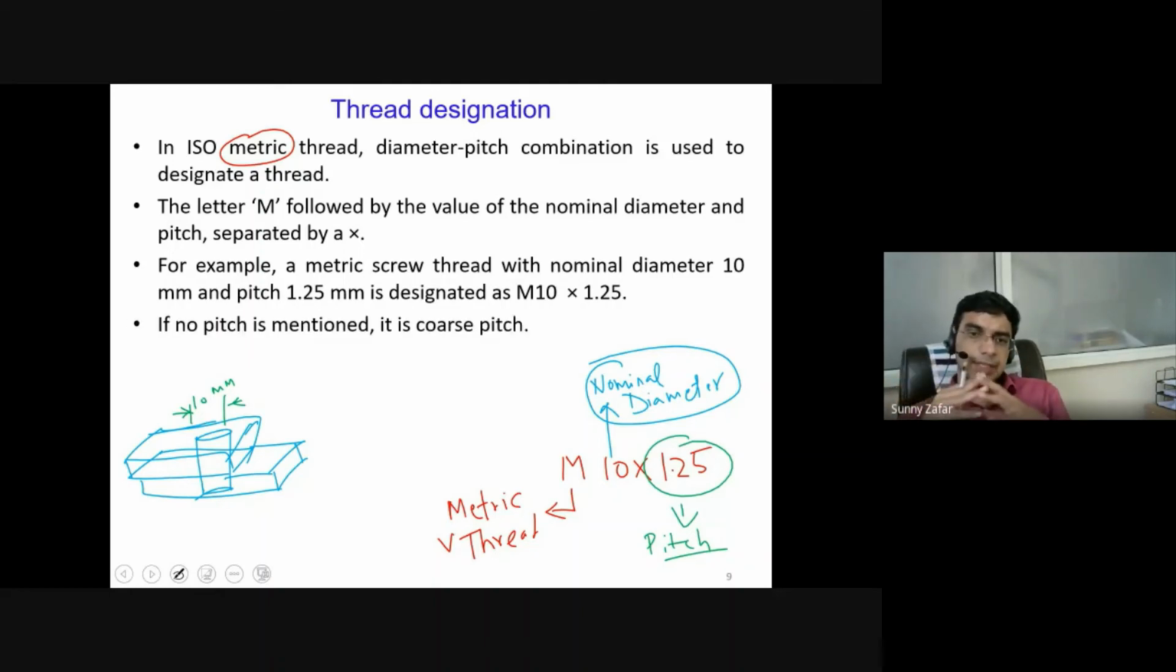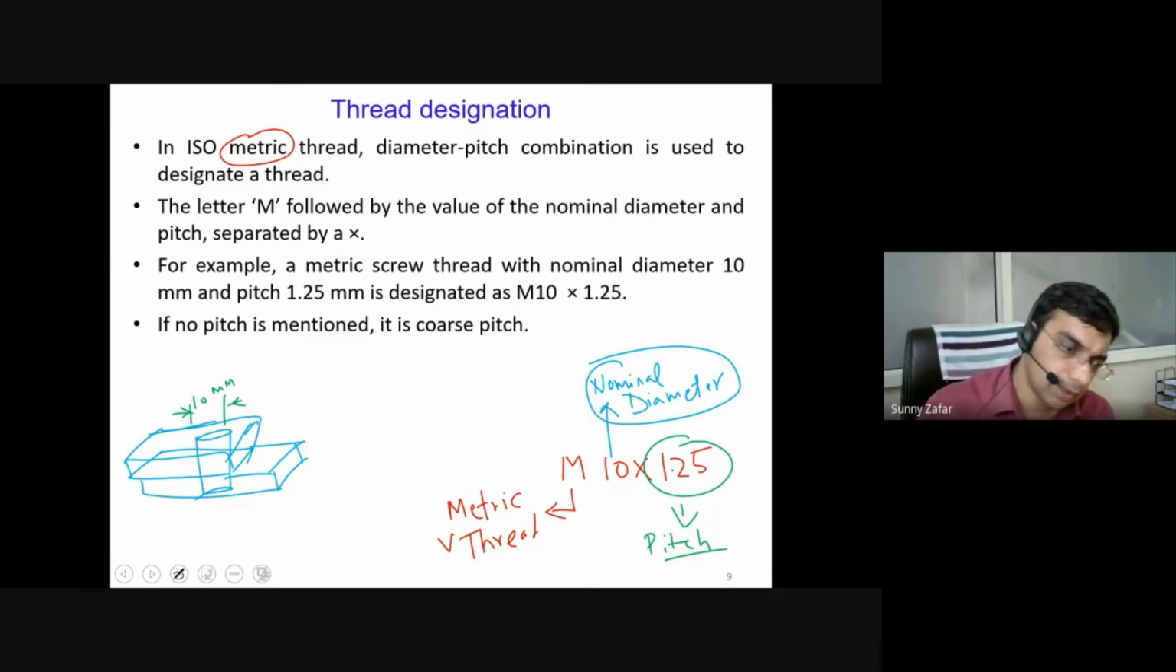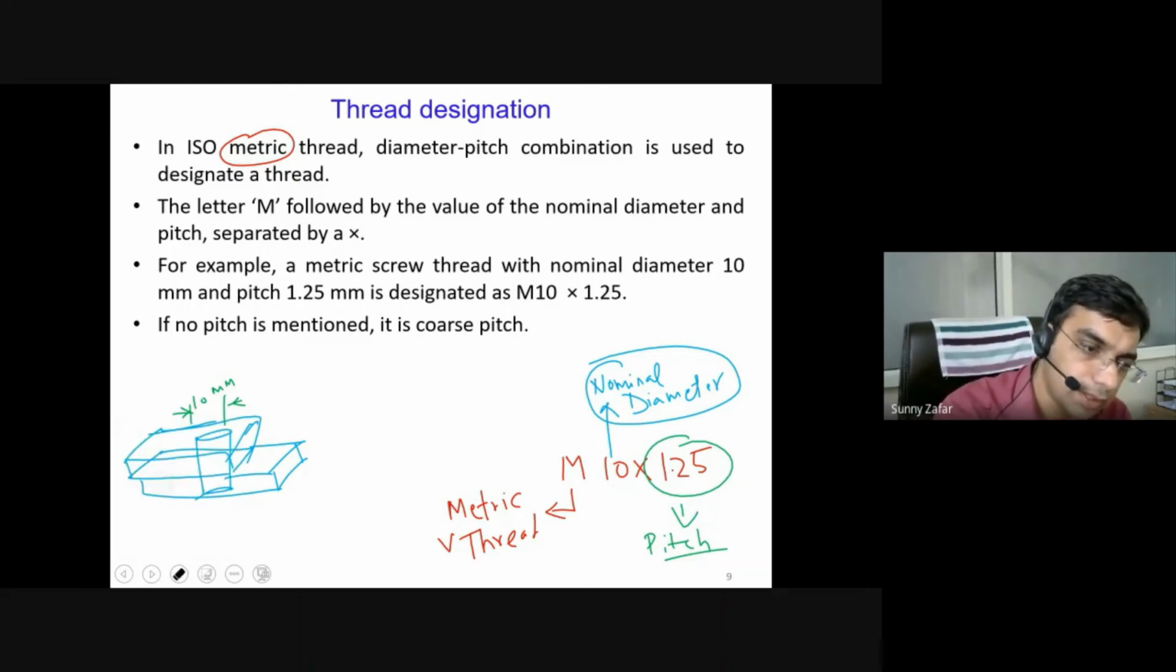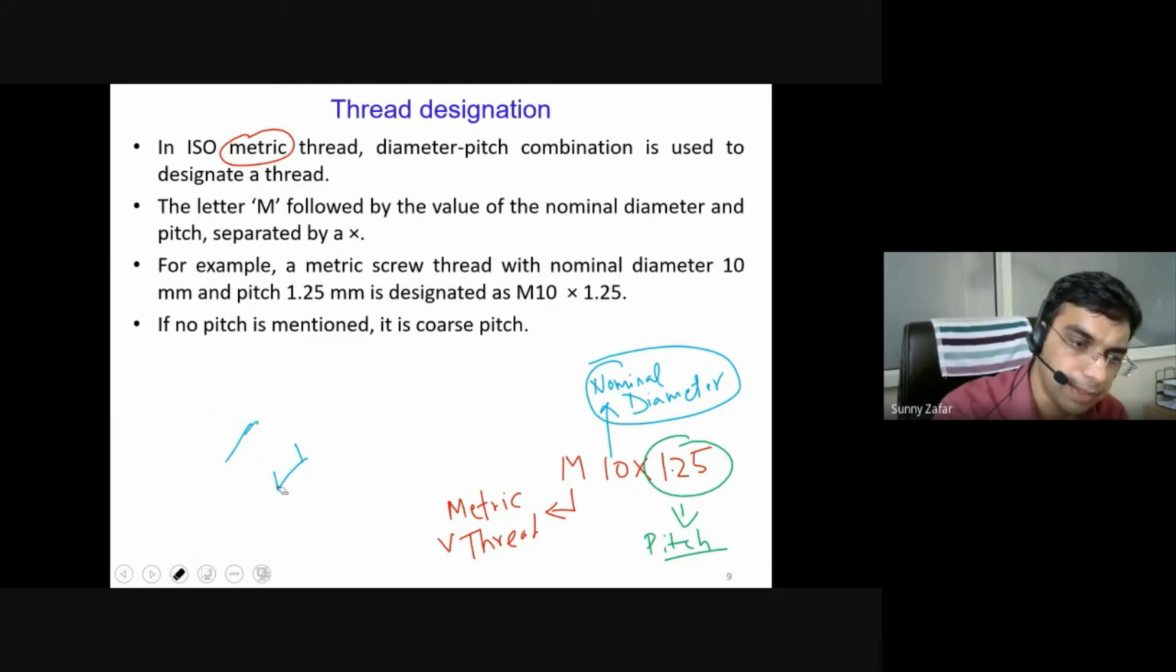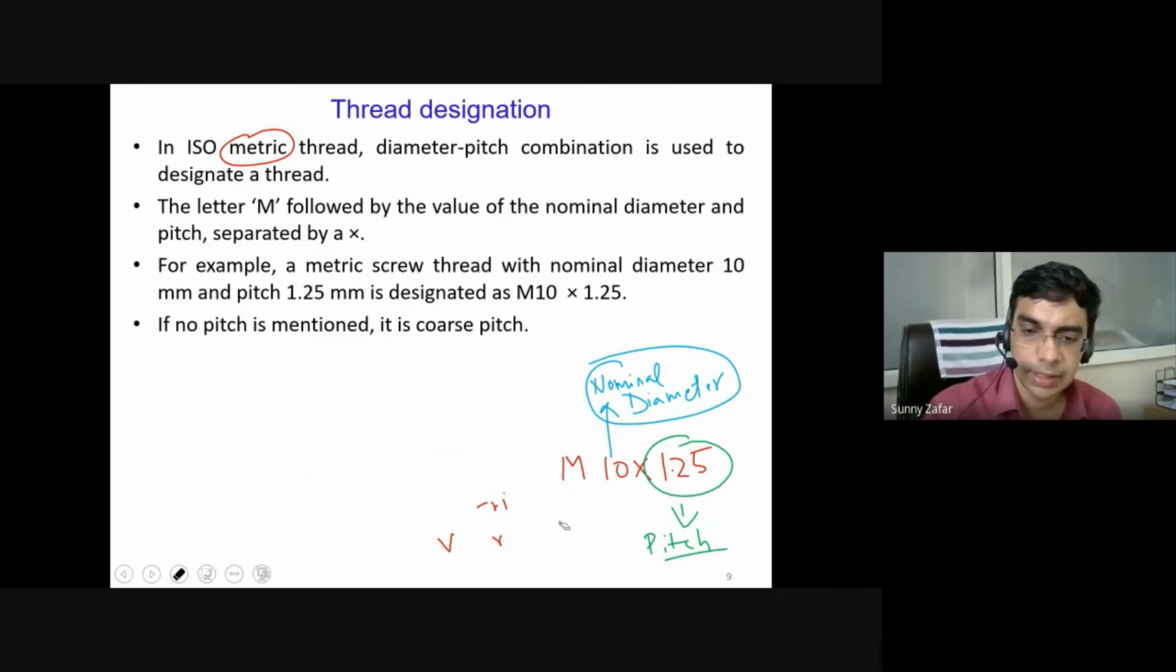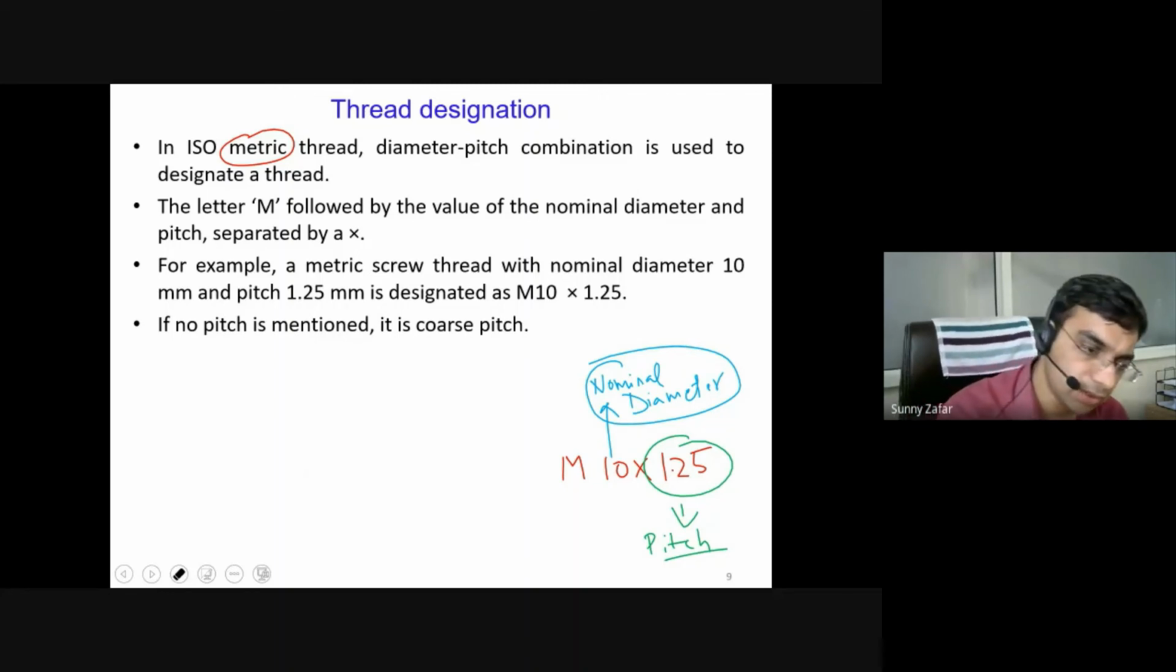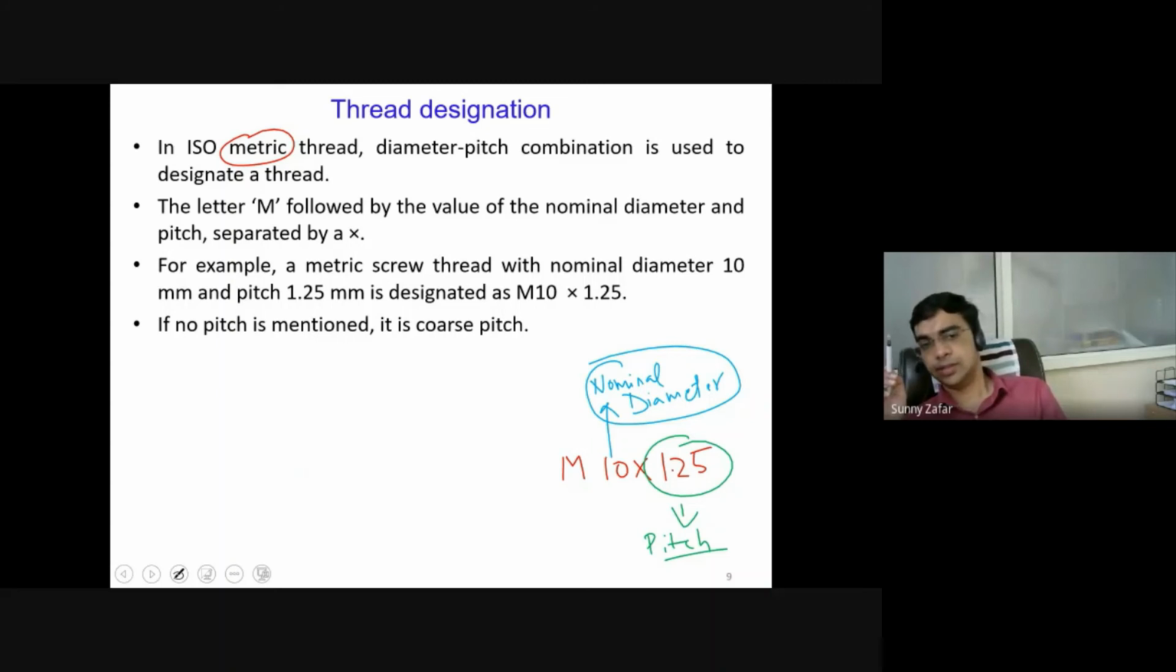If no pitch is mentioned, in certain cases we may omit the pitch value. This is then considered to be the coarse pitch. That is a standard pitch which is generally not mentioned, but in case of fine pitch, the pitch value has to be specifically mentioned.